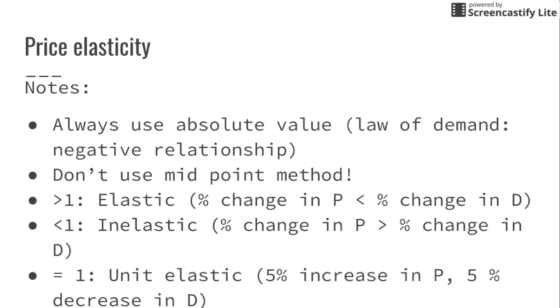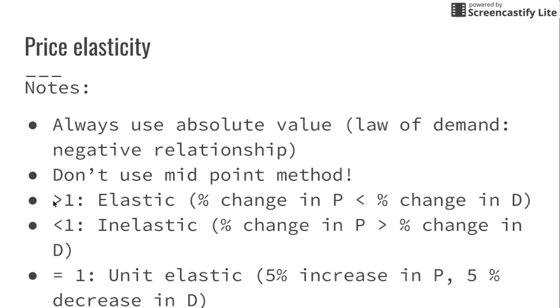However, the AP doesn't want you using it. This is more of the formula that we use, an easier formula. So remember that it's always an absolute value. If you're going to have a negative number, because the law of demand is a negative relationship, price goes up, demand goes down, and vice versa. Because you always have a negative number, just use the absolute value.